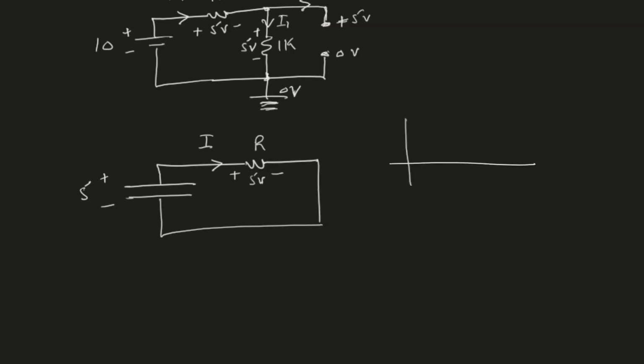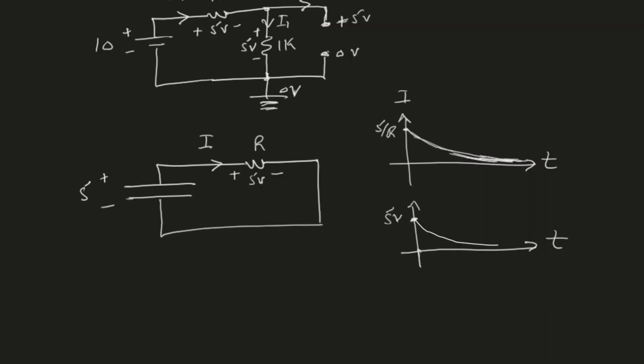If I want to plot this current as a function of time, the current in this circuit, at t equals 0, will be 5 divided by R. As you can see, 5 volt across the resistor gives 5 divided by R, and then it will exponentially decay and go to 0. So the current will eventually approach 0 amperes. Similarly, because the current is leaving the capacitor, the capacitor voltage will decay exponentially. So it will start with 5 volt and it will decay exponentially.